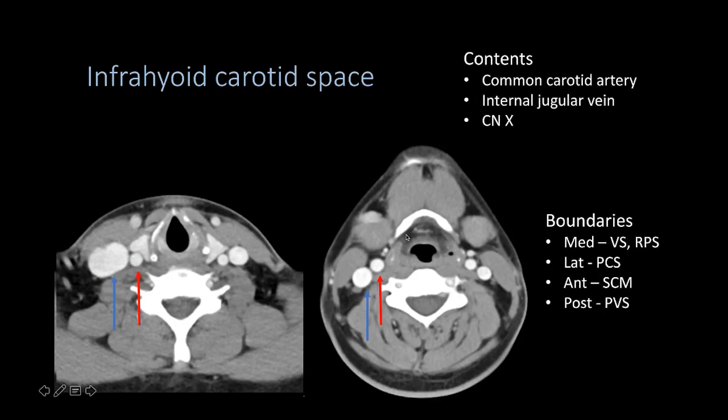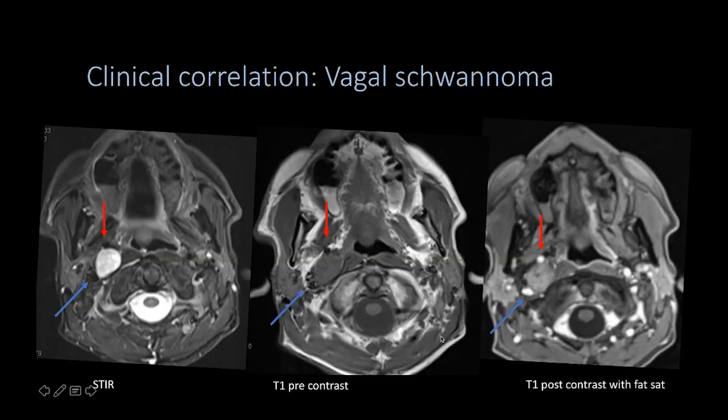Here we are at the level of the hyoid bone. So again, the boundaries medially, we're going to have that visceral space, or the pharyngeal mucosal space, as well as the retropharyngeal space. Laterally, we have the posterior cervical space, which we'll talk about in a minute. Anteriorly, we see the sternocleidomastoid muscle, and then posteriorly, we have the perivertebral space. So given that there are so many cranial nerves in the suprahyoid carotid space, one of our main differential considerations is going to be a nerve sheath tumor.